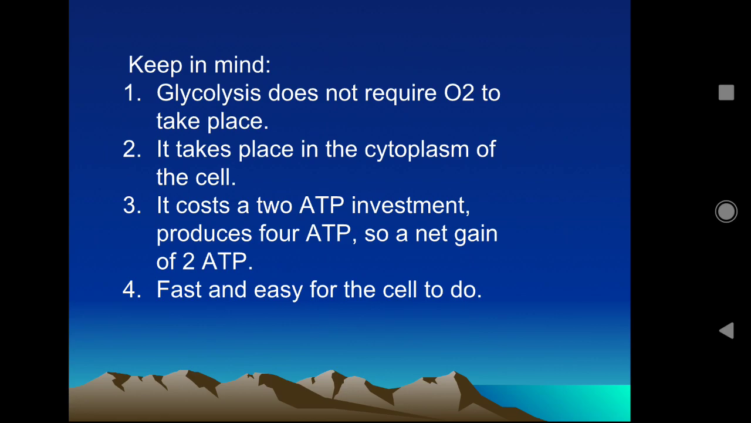So some things to keep in mind. Glycolysis is by definition anaerobic. It does not require oxygen to take place. It takes place within the cytosol or cytoplasm of the cell. It does have an initial investment of 2 ATPs, produces 4 ATPs, so a total net gain of 2 ATP.